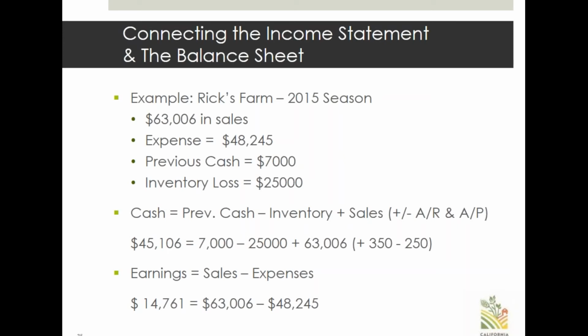So to come up with his new cash on his balance sheet, we look at the previous cash, and we subtract the inventory, because that was the inventory pulled out of the ground. We add in the $63,006 in new cash that he's generated. And then I also make a couple adjustments. Income statements are more based on accrual accounting, and yet at the end of the year you need to make some cash adjustments. So I make a cash adjustment for the fact that he did receive the $350 from the grocery, and he did pay off the $250 for the fertilizer that he owed. In addition, we look at earnings, which are overall the sales minus the expenses.